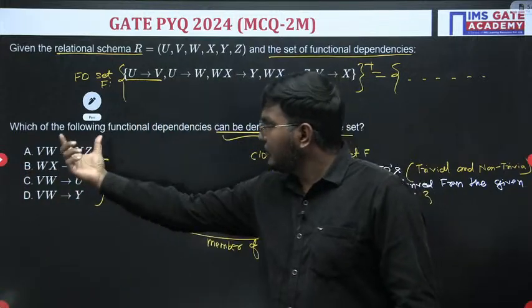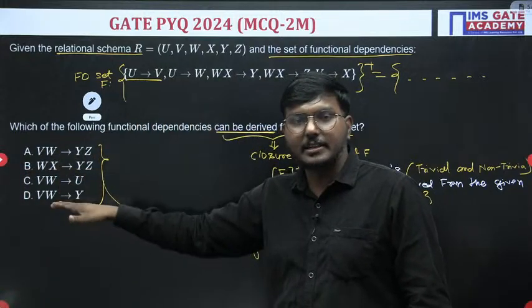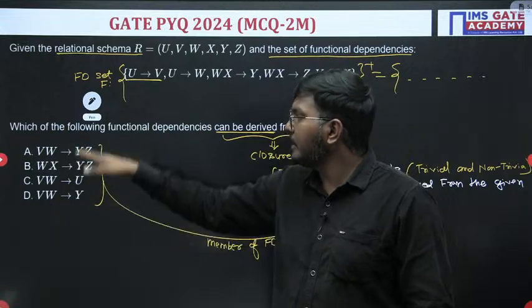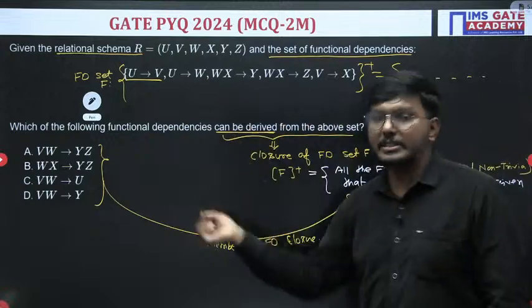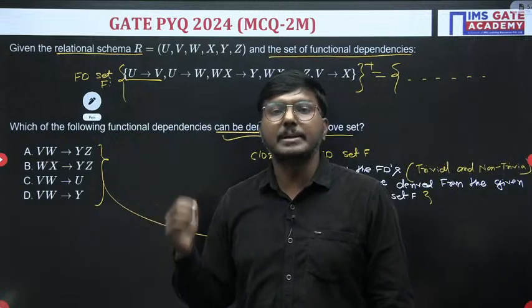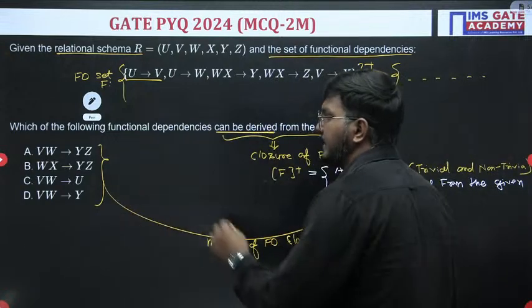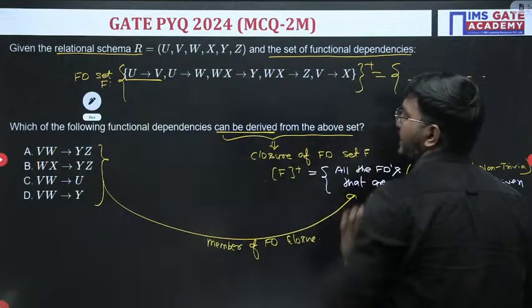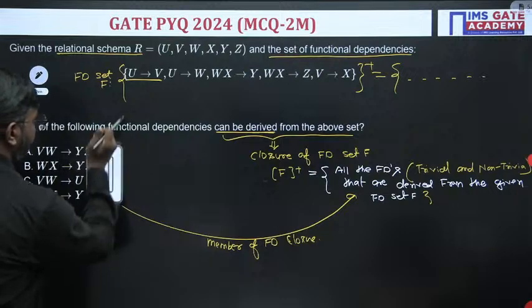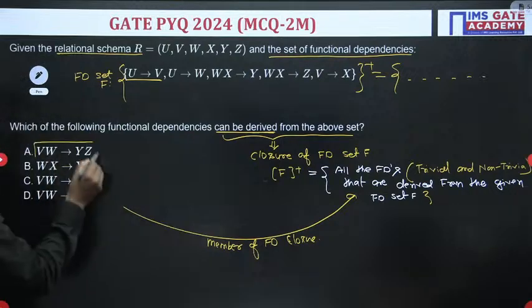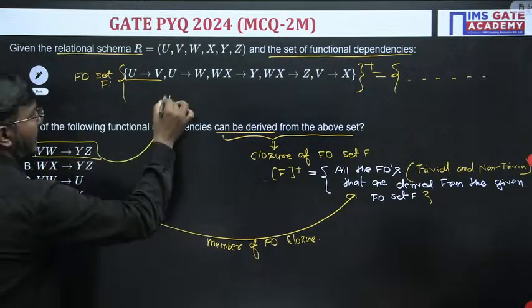Out of the given 4 FDs, which one of the following FDs belongs to this FD set? So this complete question is nothing but a membership test of these FDs against the given FDs. So simple, how to check? See here how to check whether this FD is a member or not, whether this FD belongs to the given FD set or not.